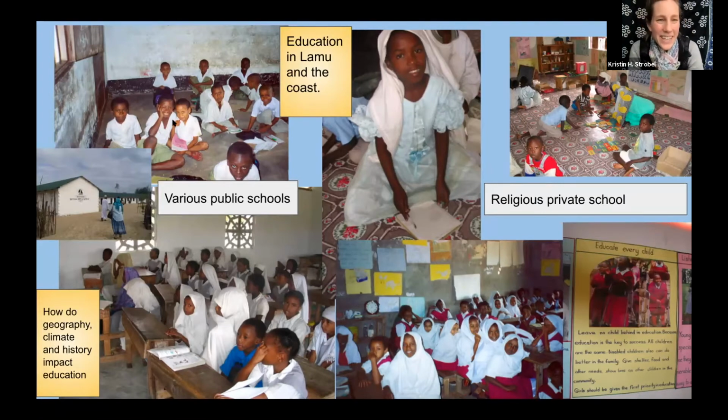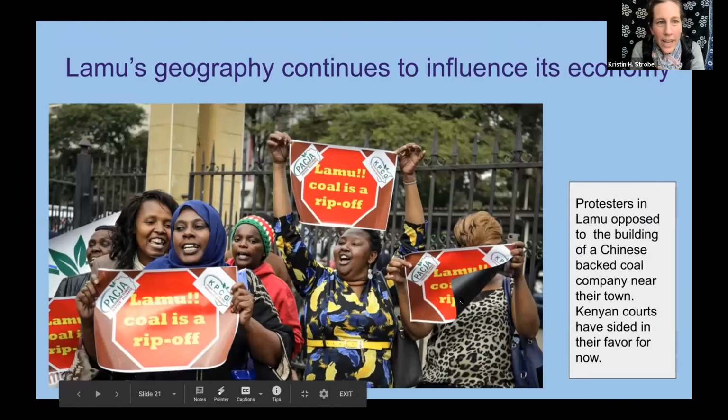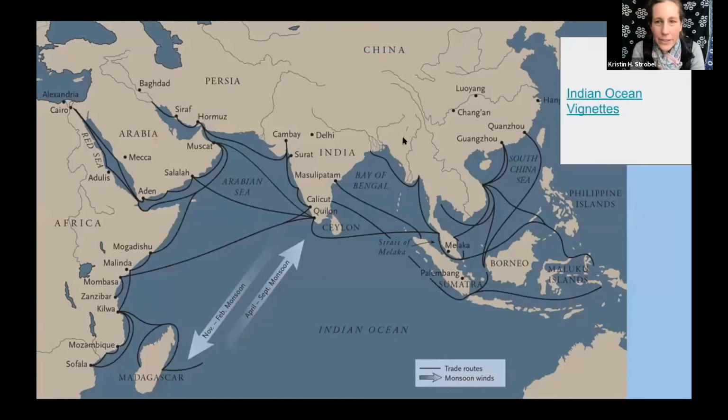So here, these kids have just gotten hit by a storm, right? So their school is almost entirely wiped out. Here you can see Christians and Muslims, girls learning right next to each other. Here you can see the influence of American culture with Leave No Child Behind. Girls should be given first priority in education. So this is in a private religious school, but you can see the influence of other cultures. And geography, coral right on the coast.